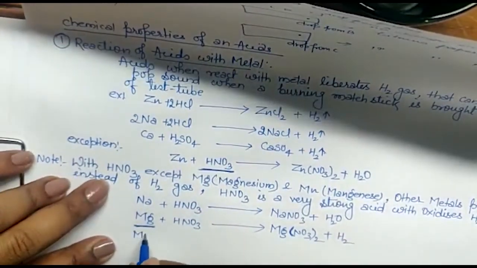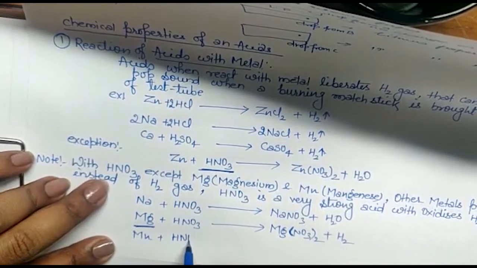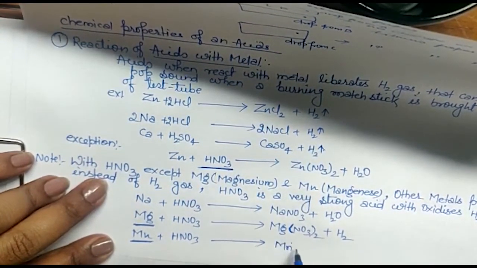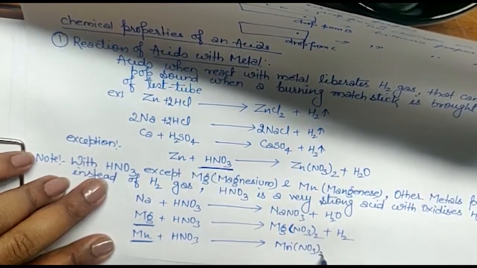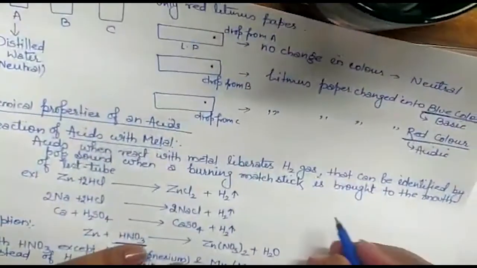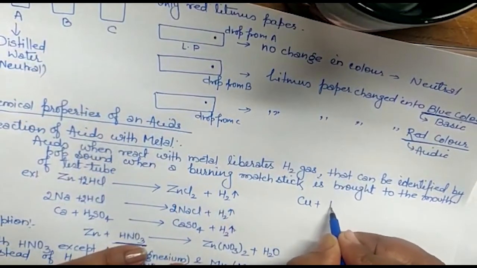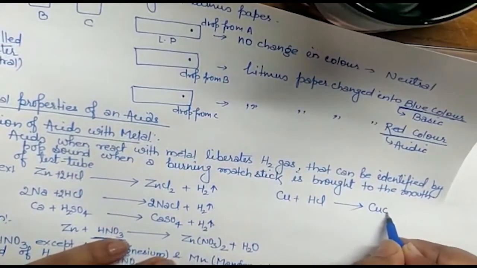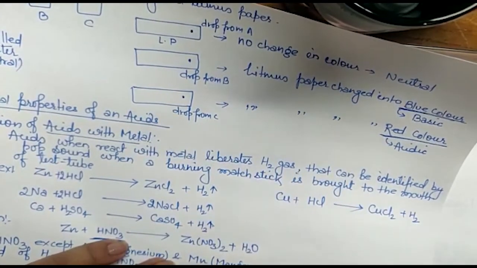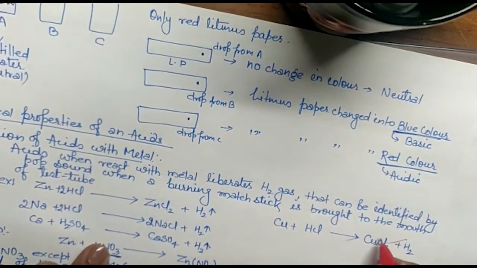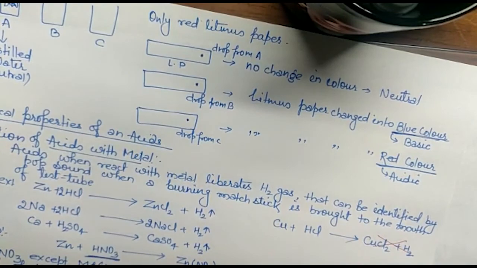If I am using Mn plus HNO3, what will happen? This is again Mn, exceptional case. So in this case also, it won't form water, it will give you H2 gas. Okay? Clear? Now, one equation I am asking, what will happen if Cu reacts with this HCl? Will it form CuCl2 and H2? Yes? Will it form? It won't form. What is the reason behind it?